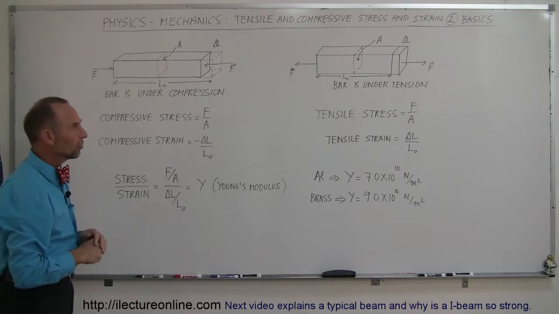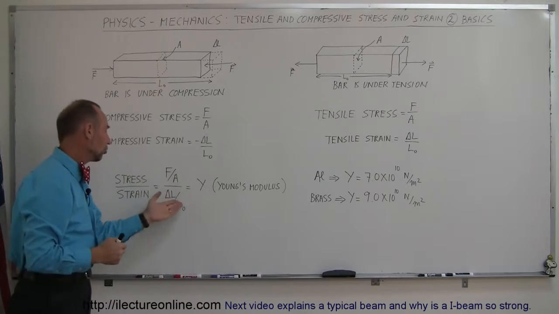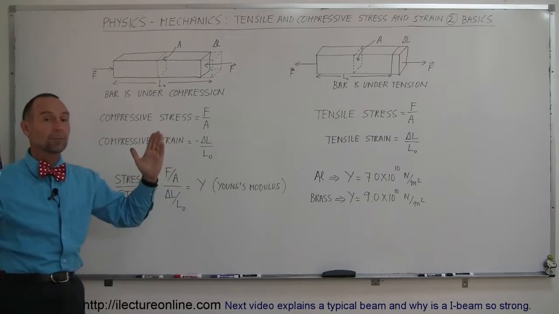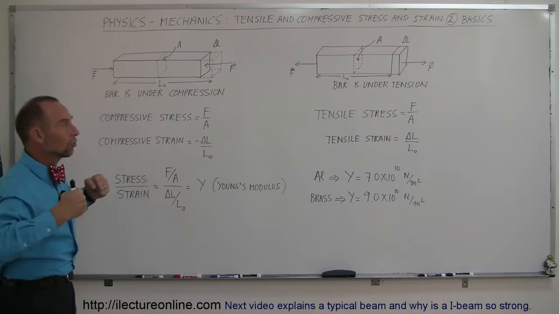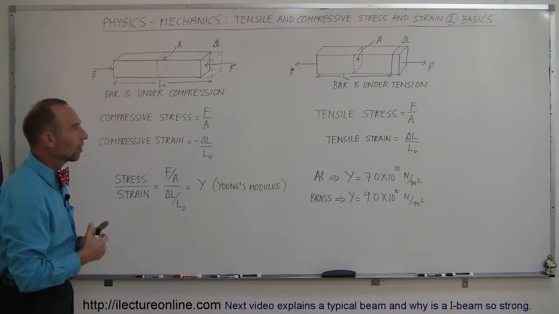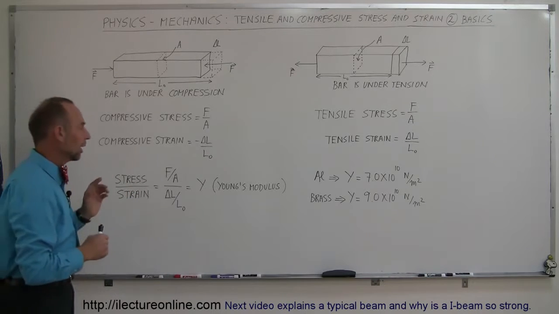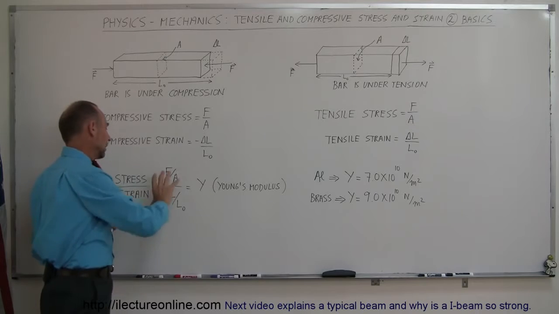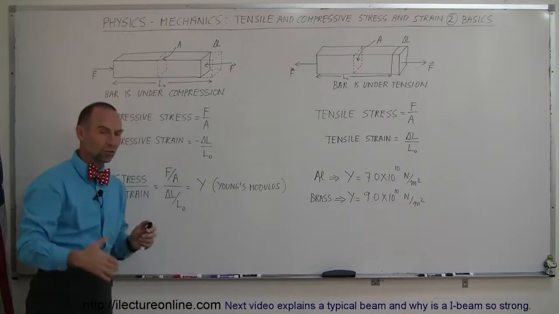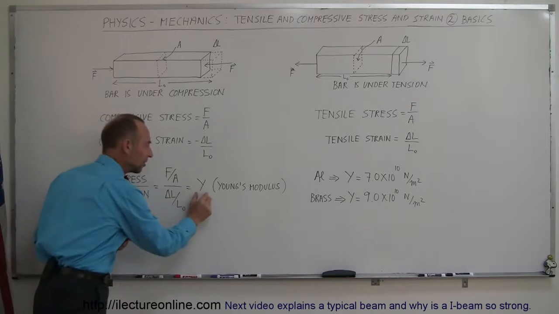The vast majority of materials, if not just about all materials, have the same ratio of stress over strain regardless if you compress it or if you stress it in the opposite direction. So compressing or put under tensile stress, you find the same ratio. So again, to illustrate that ratio, we call that Young's modulus, and we'll talk a little bit more about that in a later video.